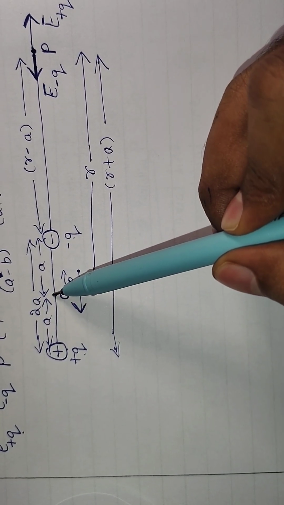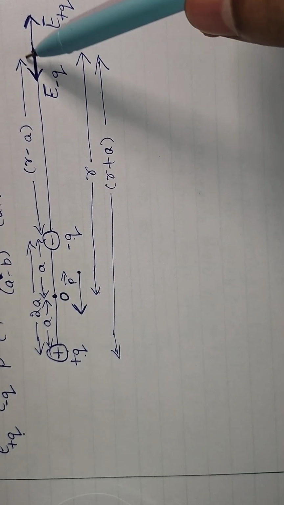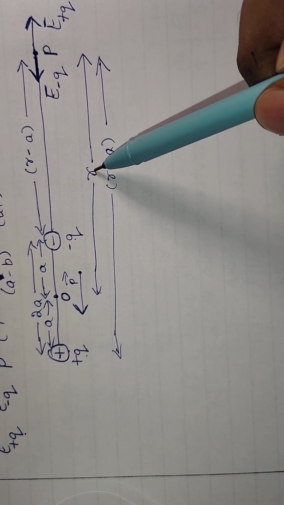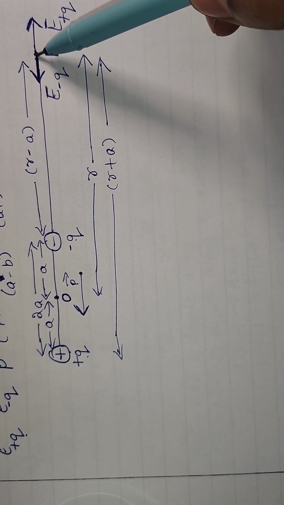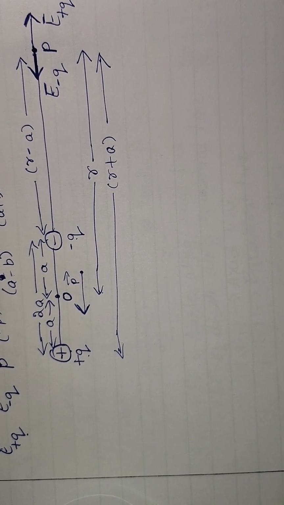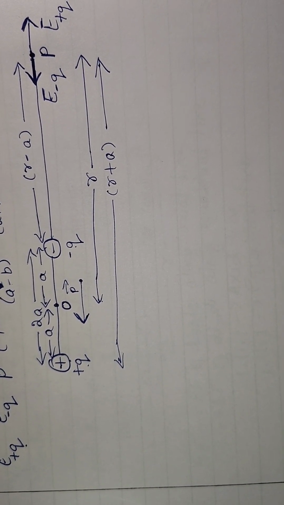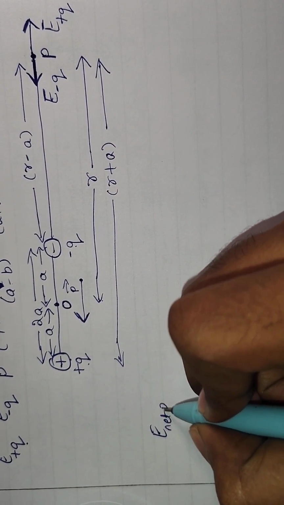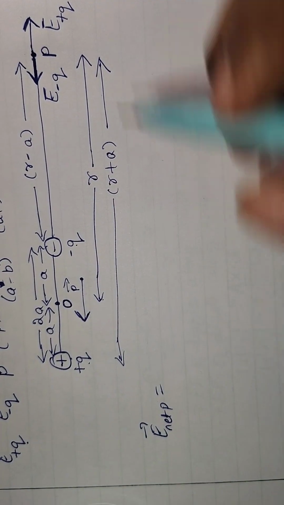Point O is the center of the dipole. Point P is at a distance r from the center of the dipole. We need to calculate the net electric field at this point. That's all you write. Okay. Now, what is the principle of superposition? We'll see. The net electric field at point P is nothing but, look at point P.